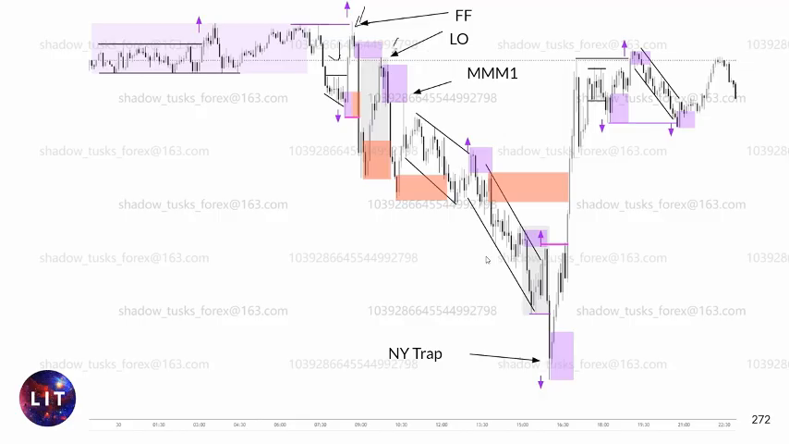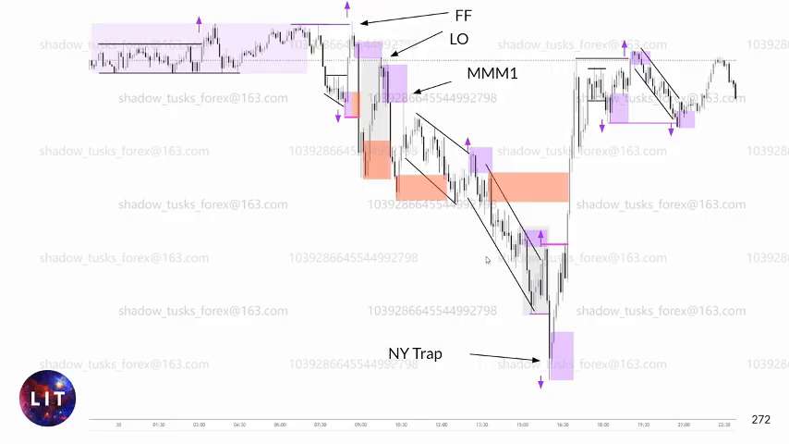Next, obviously, we have our London Open and MM1 mitigations away from the overall inducement. Normally we'd get something like, okay, London Open does the inducement, MM1 and MM2 continue that, and then we get our New York trap reversal. That would be our ideal lit cycle. That's not always how it is, and we have to adapt.